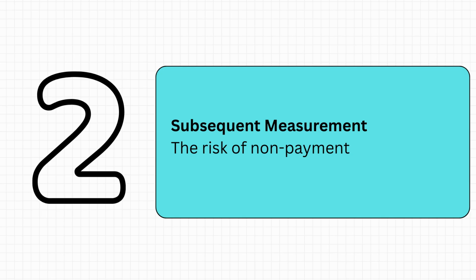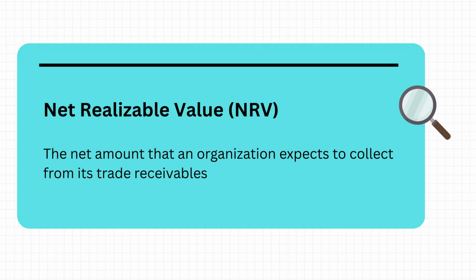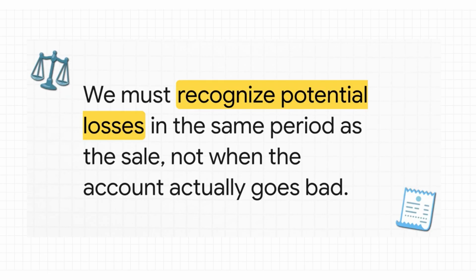But what happens if customers don't actually pay? Receivables are subsequently measured at something called net realizable value, or NRV. That means the actual amount you expect to collect. For example, a company records $15,000 in receivables. Later, management realizes they'll probably only collect $10,000. The AR is reduced to $10,000. A $5,000 bad debt expense is recognized. So the carrying amount always reflects reality, not just hope.